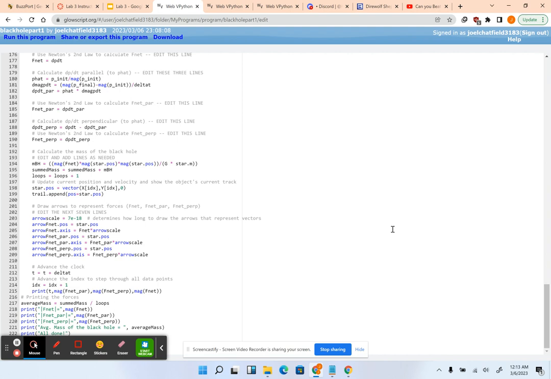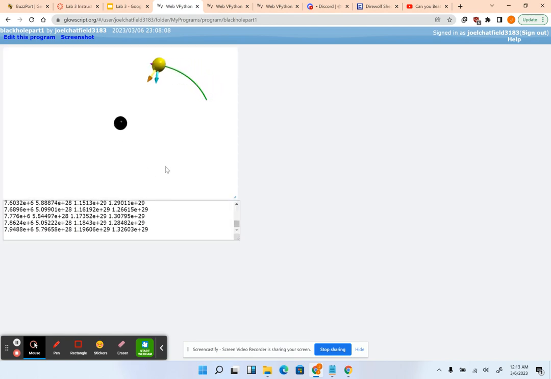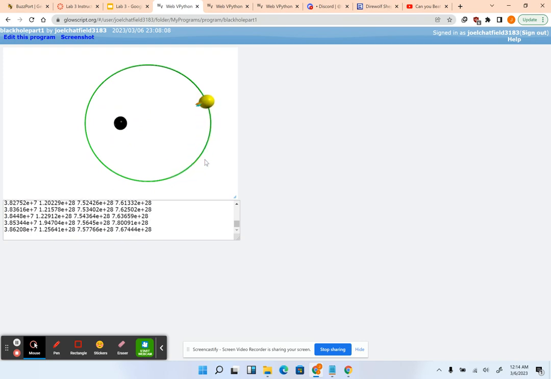And then the mass of the black hole is found using the F net equals G M m over r squared equation, which will solve out for one of the m's. And then the program ends up looking like this. It goes in a circle. The orange arrow is total force. Cyan is perpendicular. Magenta is parallel.